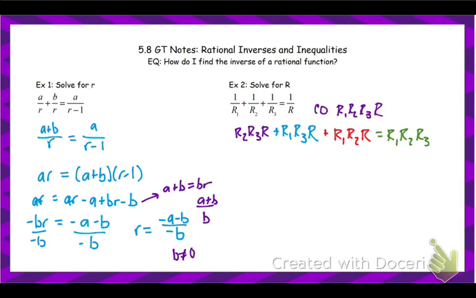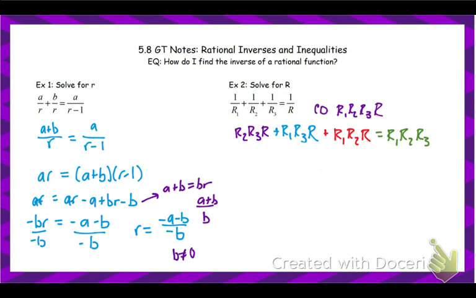All right, now all of these are over that common denominator, r1, r2, r3, r. But again, if we have a common denominator, we can just solve the numerators like we did last class. So this is the expression that we're dealing with now. Our goal is to solve for r.